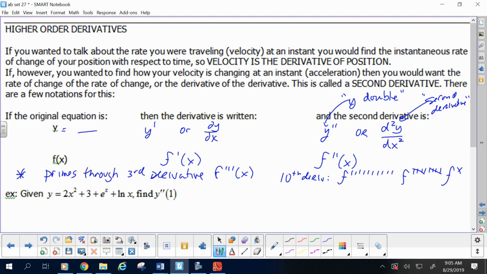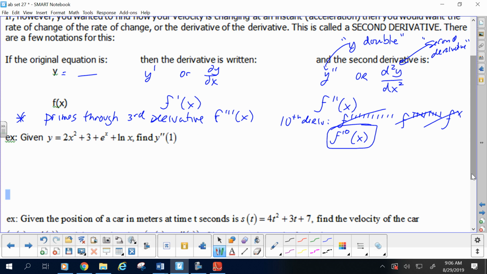I've seen all that crazy stuff. It's this. Oops, except that's the 10th derivative of the function. Okay? This is a no, that's a no, that's a no. That's the case. If you get a higher order derivative beyond a third derivative, typically you just write it with a little superscript.